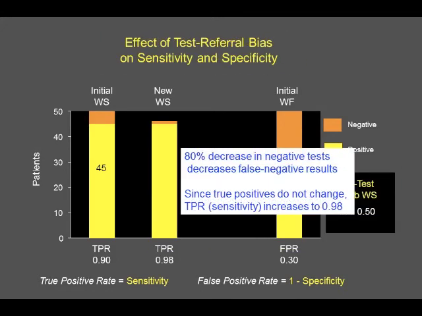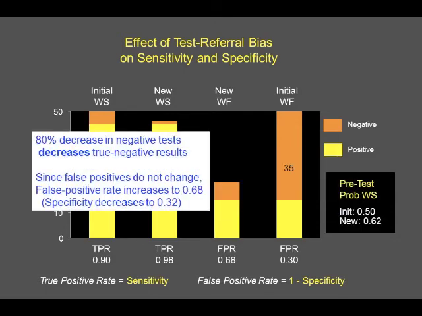In the success arm, the 80% decrease in the negative test results causes a decrease in the false negatives. And since the true positives don't change, the true positive rate increases to 0.98. In the failure arm, the 80% decrease in the negative tests causes a decrease in the true negatives. And since the false positives don't change, the false positive rate increases to 0.68.